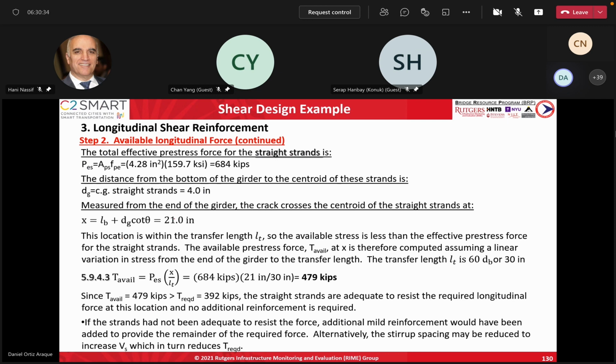So we find that the force available is 479 and the required is 392. That means that the straight strands are adequate to resist the required force at this location, and no additional reinforcement is required. If the strands had not been adequate to resist the force, additional mild reinforcement would have been added to provide the remainder of the required force. Also note that we could have reduced the stirrup spacing, which in return would reduce the required force.